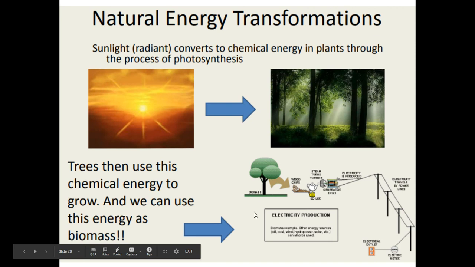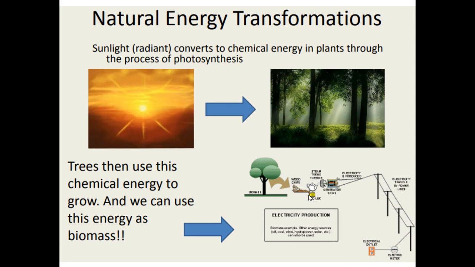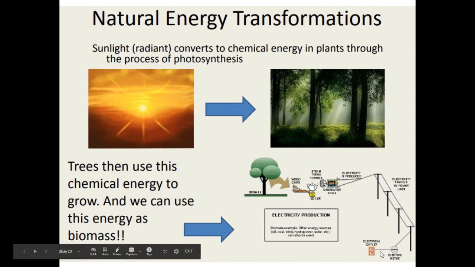So we take our tree here and we chop it up into wood chips. We can then light those wood chips on fire in a boiler. We use that boiler to boil water to create steam. That steam then turns a turbine and a generator, which produces electricity. The electricity runs through the power lines here into your outlet in your house. That's how we go from energy from the sun to energy in your outlet.